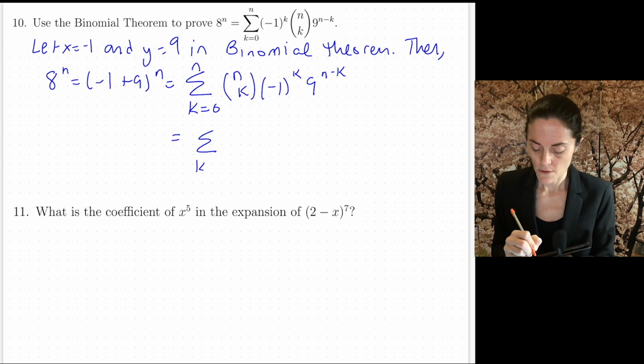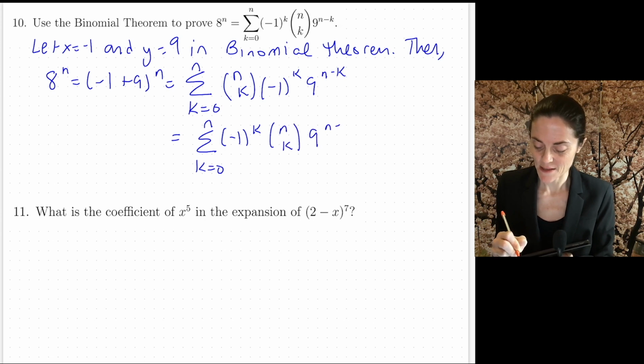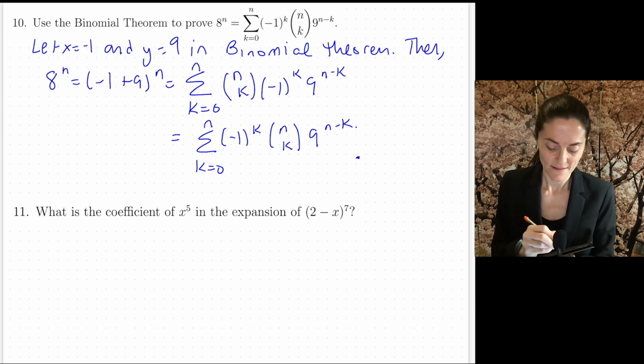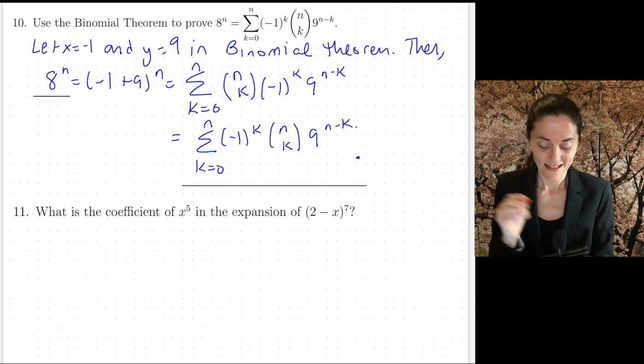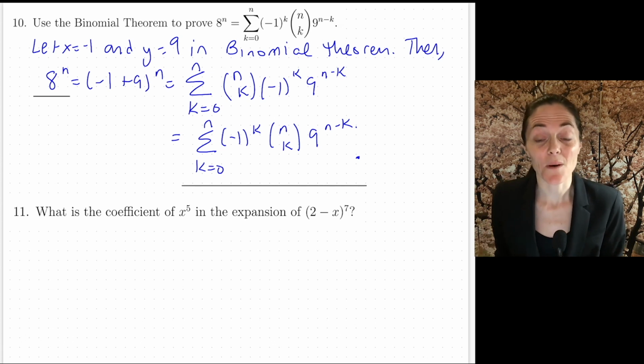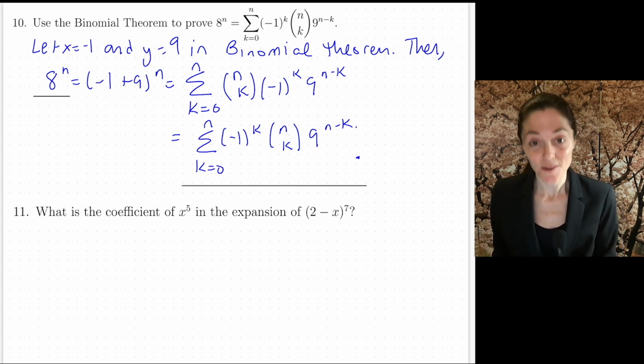This is a sum, k equals 0 to n. I can write minus 1 to the k on this side, and then I have n choose k and 9 to the n minus k. This is exactly what we wanted to show. This is the end of number 10.